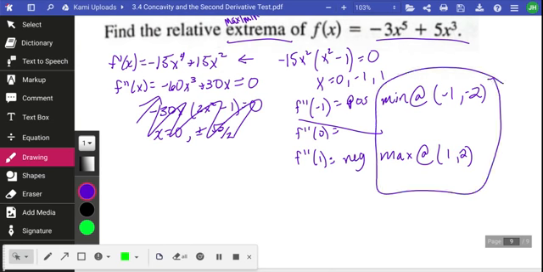Okay, so second derivative test, you'll do the first derivative. You'll need to solve it to get your critical points. And then you'll do your second derivative, and that's where you plug it in to see if it's a max or a min.